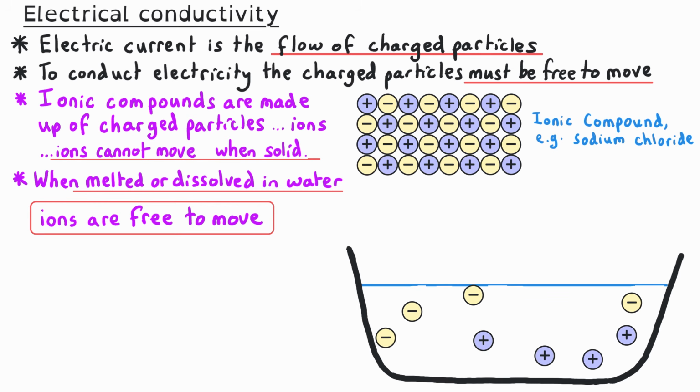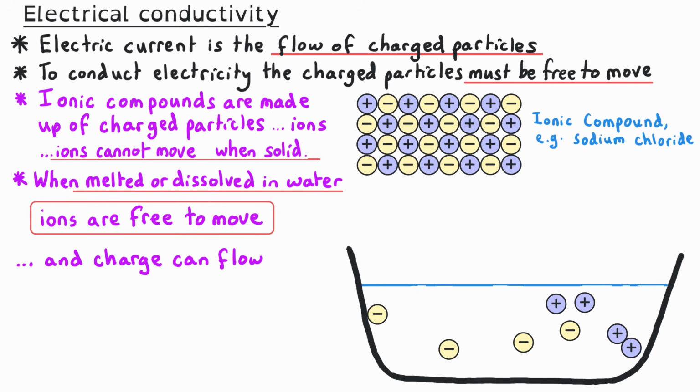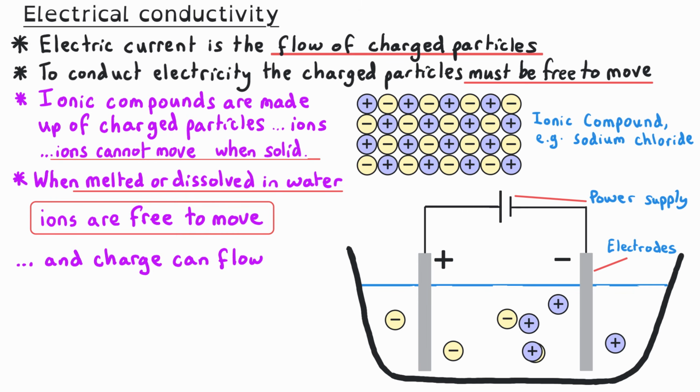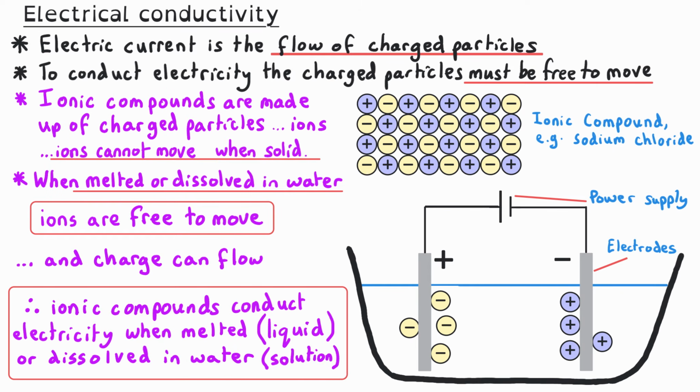And so this means that now the charged particles can flow and the ions would move in a particular direction and conduct electricity. And so therefore, ionic compounds do conduct electricity when melted, that means when they are a liquid, or when they are dissolved in water, and we might say that they are in solution.